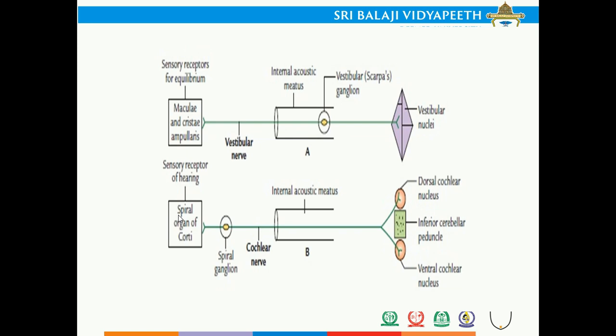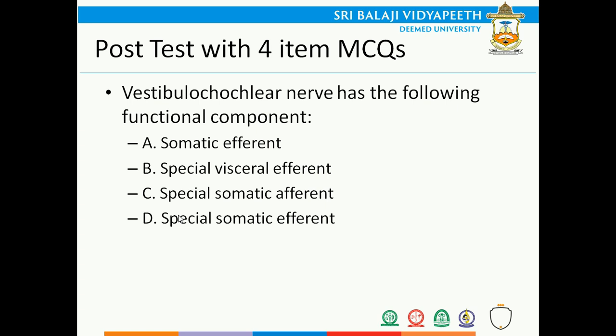So we should be clear about these two separate divisions of the vestibulocochlear nerve. So this is again a post test. The vestibulocochlear nerve has the following functional components. See all the functional components carefully and choose the right answer.